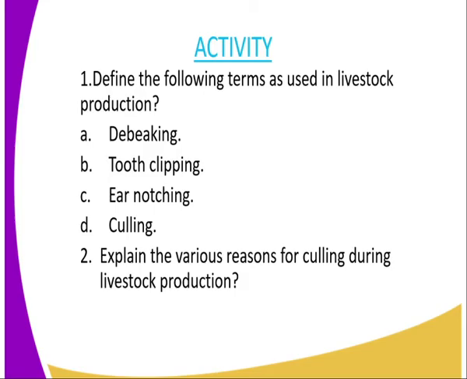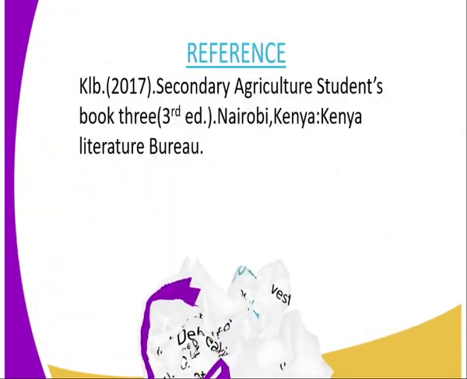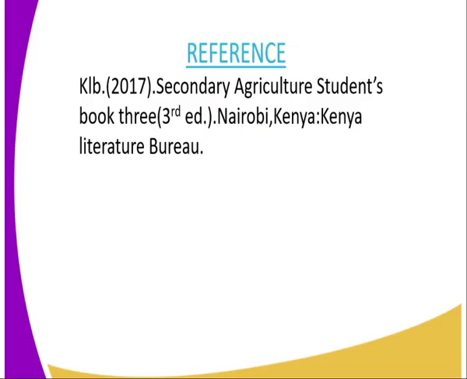and we are going to mark the end of this lesson by giving you an assignment. Question number 1, define the following terms as used in livestock production. 1A, debeaking. 1B, tooth clipping. 1C, ear notching. And finally, 1D, culling. You are supposed to define all of them. Then question number 2, explain the various reasons for culling during livestock production. For reference, you can refer to the Secondary Agriculture Student Book 3, and the publisher is the Kenya Literature Bureau.